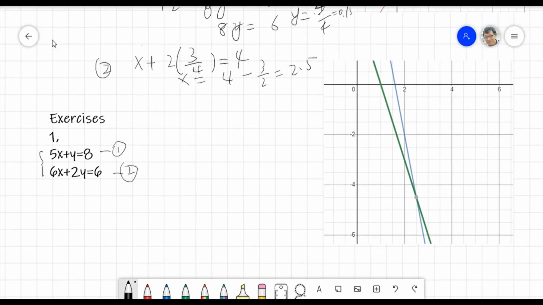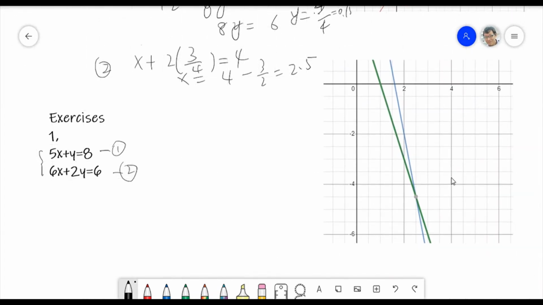Now we go to the exercises. I also drew the graph already, so you know what this looks like, right? This time we use the elimination way. How to do that? Comparing with the equations, we can see that if we multiply equation 1 by 2, we get the same coefficient of y, so we can eliminate y, right? So equation 1 times 2 equals 10x plus 2y equals 16. What we are doing is making this a third equation.